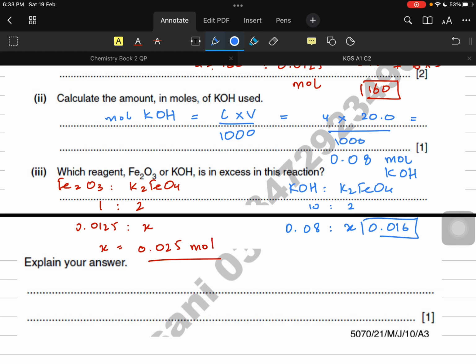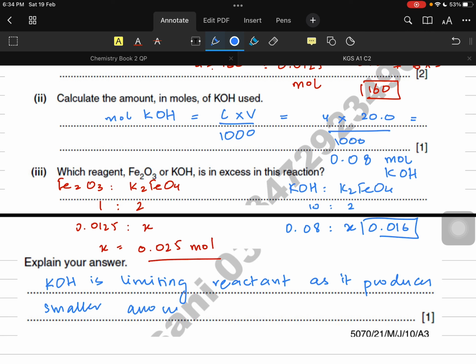Which one is smaller? Obviously 0.016 is smaller. So the answer has to be KOH acts as the limiting reactant because it produces a smaller amount of product. So that is how we do it.